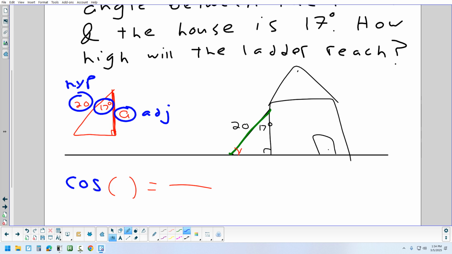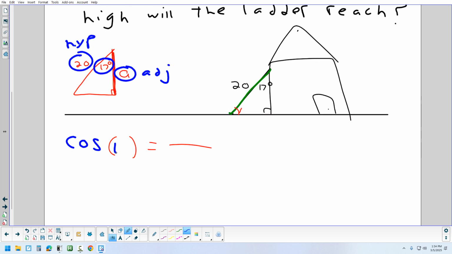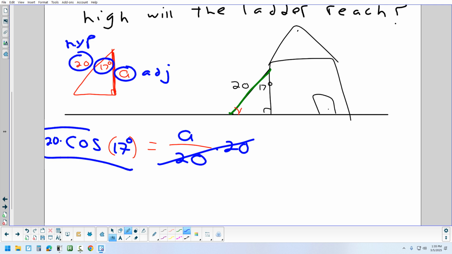What's my angle? 17. Remember, 20 is the length of the ladder. And what's the adjacent over the hypotenuse? A over 20. Okay. How do we get A by itself? Times 20. So times 20 times 20. And that is how high the ladder is going to reach.